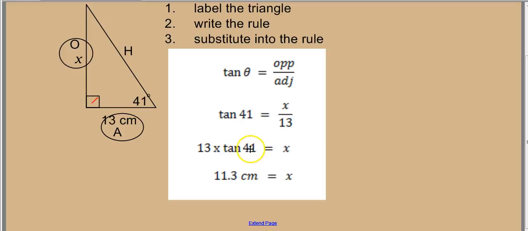Now I could write tan 41 times 13, but I would not like you to accidentally find the tan of 41 times 13. 41 and 13 will never be multiplied. 41 is an angle, 13 is a side. This is degrees, this is centimeters, they don't mix. They're not friends, their families are not friends.